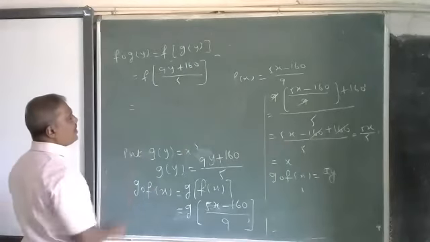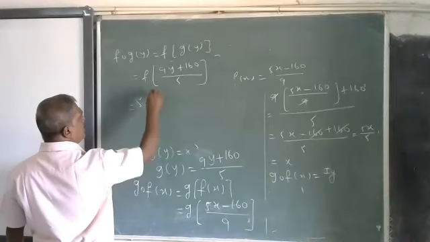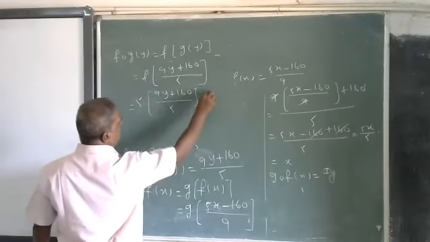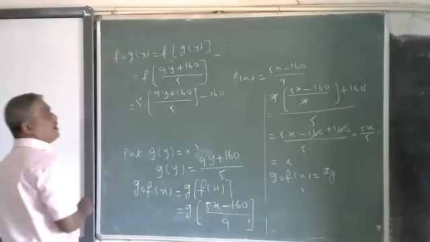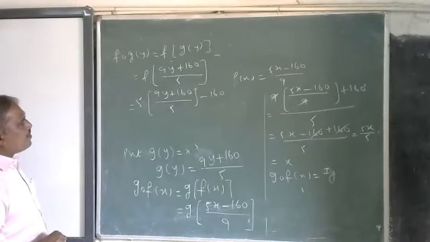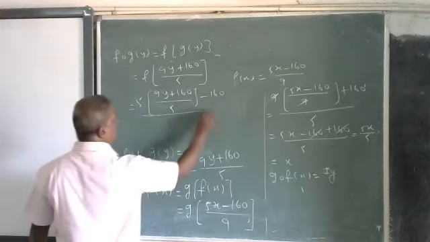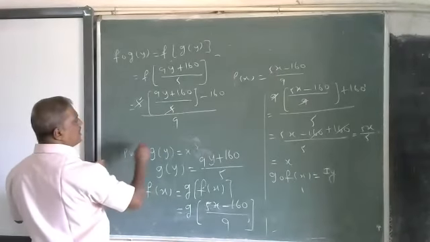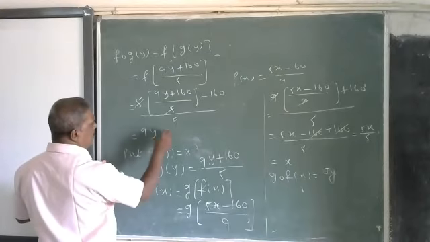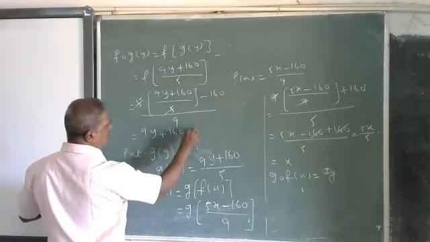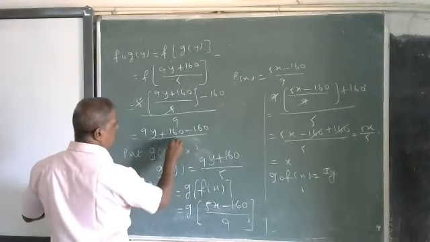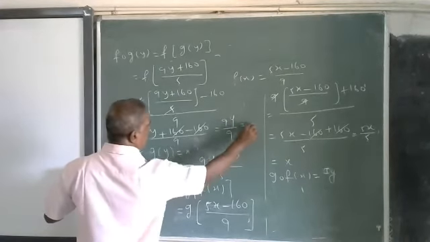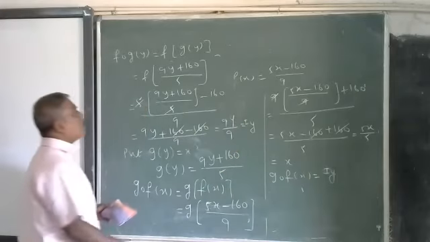So f of x is another, 5 into ((9y plus 160) by 5) minus 160. Now f of x is another, minus 160 divided by 9. The 5 cancels. So 9y plus 160 minus 160 divided by 9. The remaining cancels with 9, giving y.